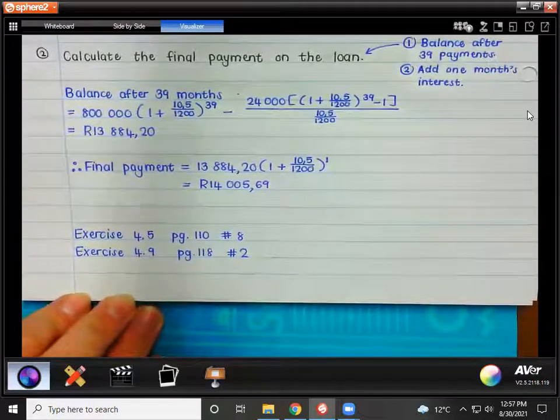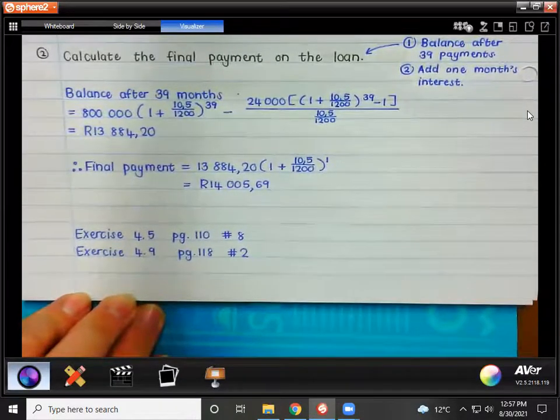Like a timeline question? No, I've never seen one like that. They could give you a timeline question, yes, but I don't think they'll make sense.